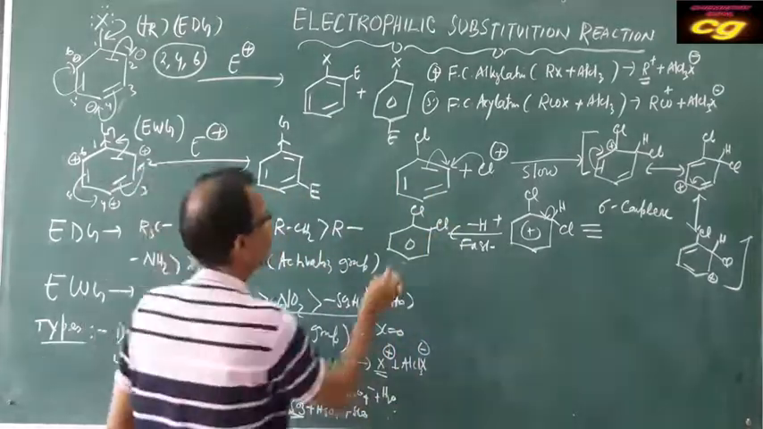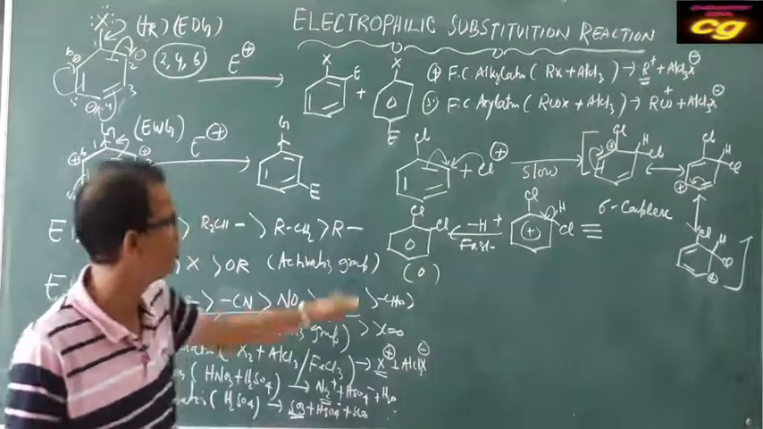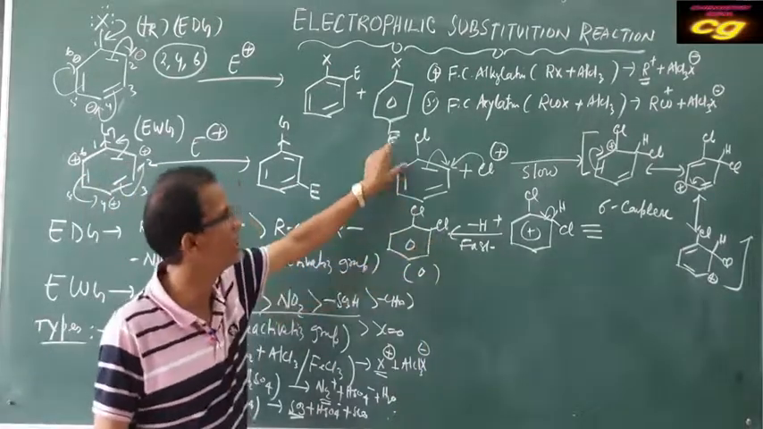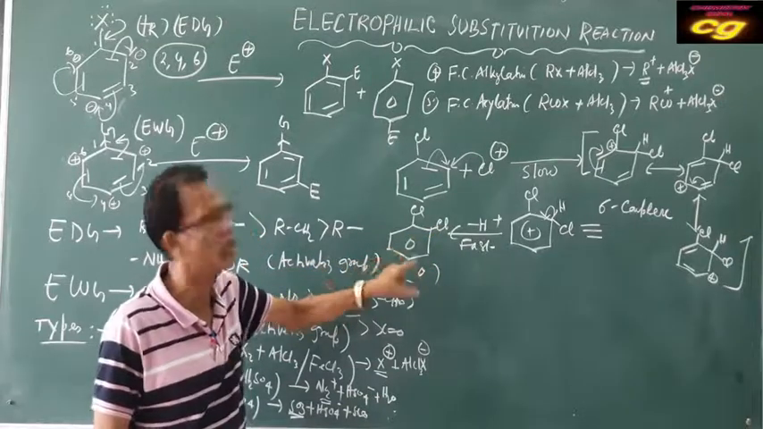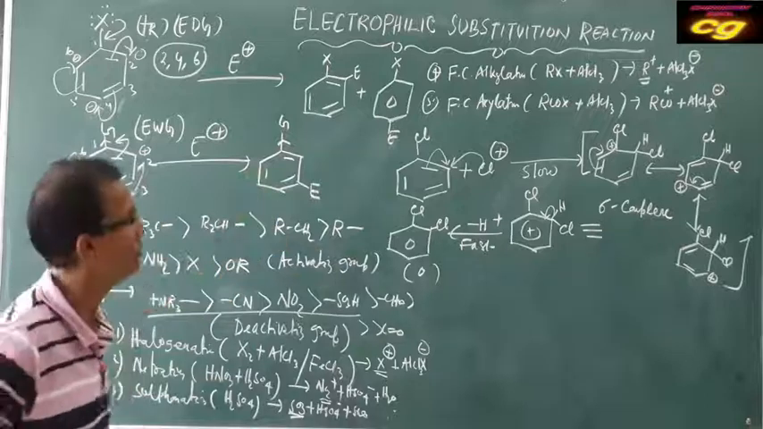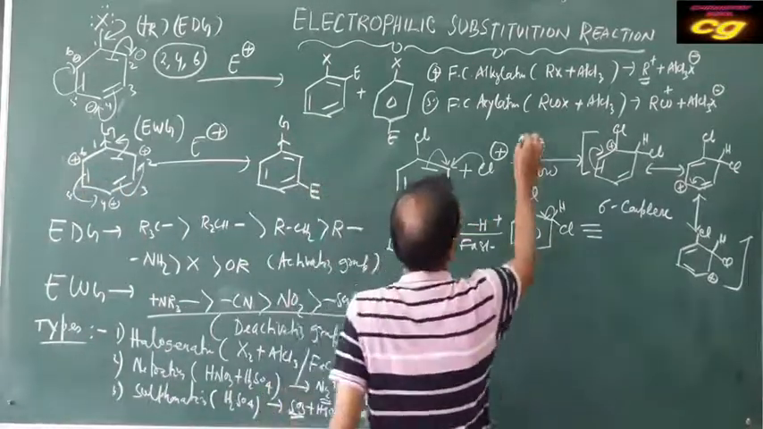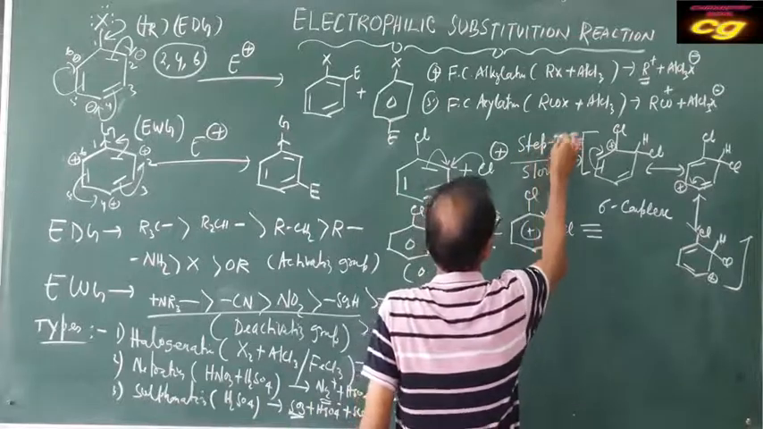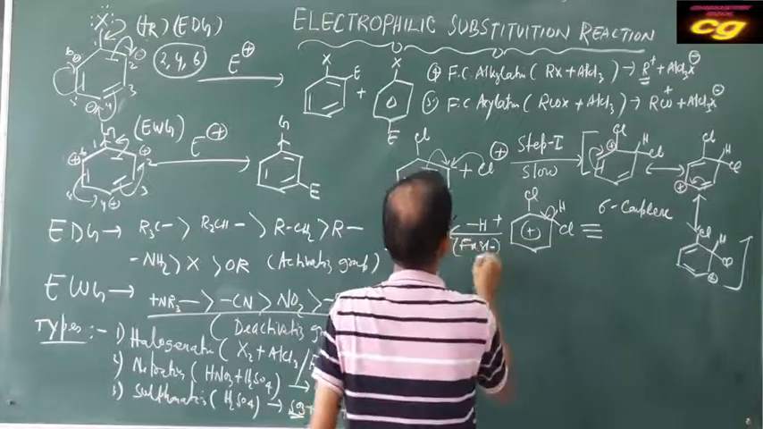So this is ortho dichlorobenzene. Chlorobenzene is the initial substrate and chlorine is added at the ortho position. This is the ortho derivative. Similarly, you can do the para derivative. Here, this first step, step one, is the slow step, that is the rate determining step, and step two is the fast step.